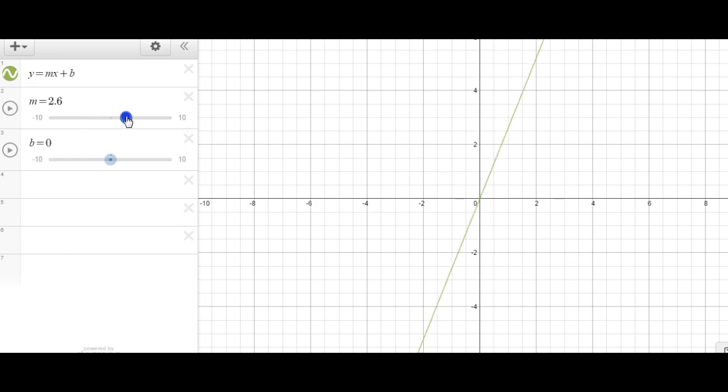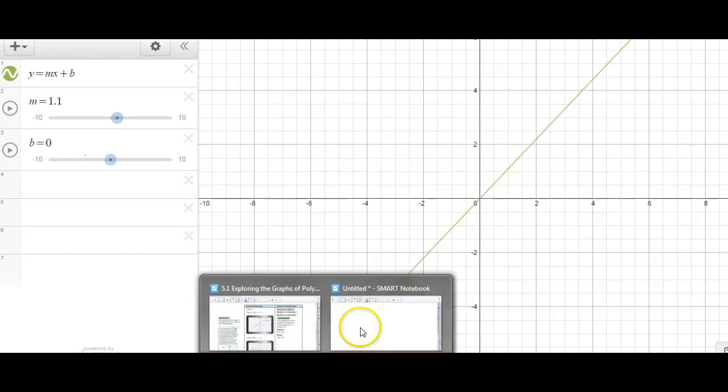Write this over here. It's a straight line. It has how many x-intercepts? If I move this, this thing's going to affect x-intercepts. How many x-intercepts? One. There's only one x-intercept. We're not going to ask what it is. And then it's got this slope. So we have a linear function.